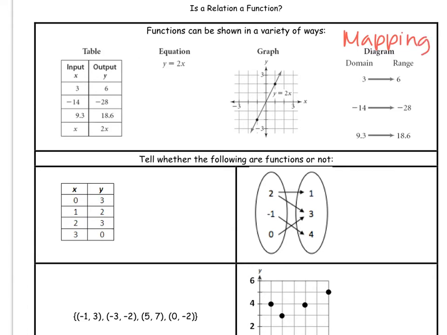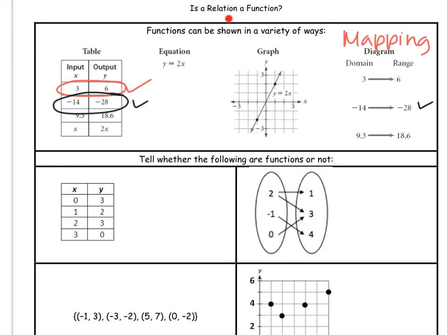All it does is map our ordered pairs. Just like in this case over here, the 3 gets mapped to the 6 because it's in the same ordered pair over here. The -14 gets mapped to the 28 because it's in the ordered pair over here. And then the 9 3/10 gets mapped to the 18.6. It's just matching up our domains and our ranges, and we call that a mapping. So the table, the equation, the graph, and the mapping diagram all represent the same thing. They're all the same equation, the same set of ordered pairs, the same mapping, and the same graph.